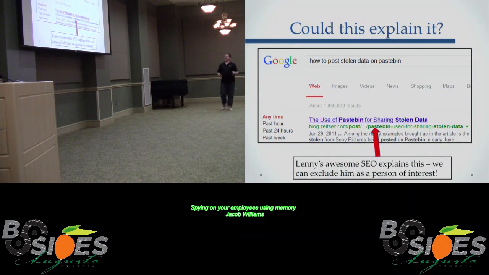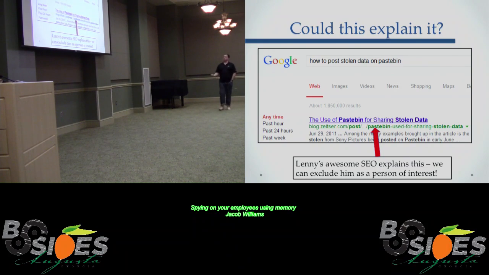Well, it turns out, and I don't know how Lenny has such awesome SEO, but when you Google how to post stolen data on Pastebin, I kid you not, Lenny comes up, he is the number one search result. I have to figure out how to get some awesome SEO like that for some really good black hat activities, right? Like, for instance, how to hide a body. Don't you want to be number one for that? Sure enough, when you Google how to post stolen data on Pastebin, Lenny's site pops up number one.